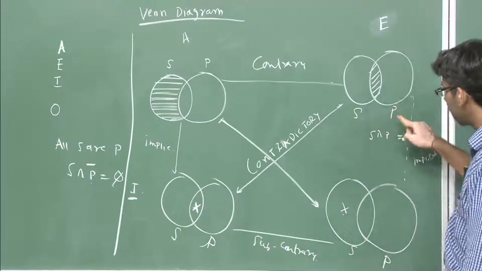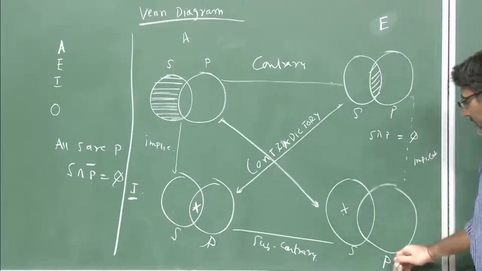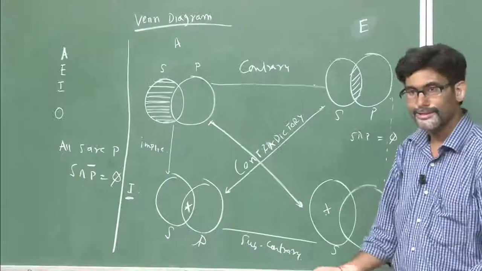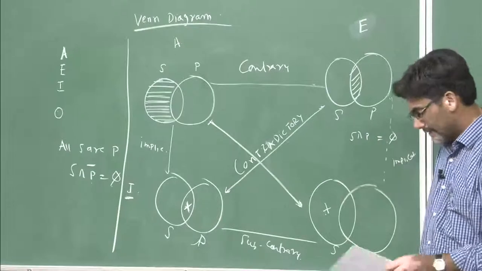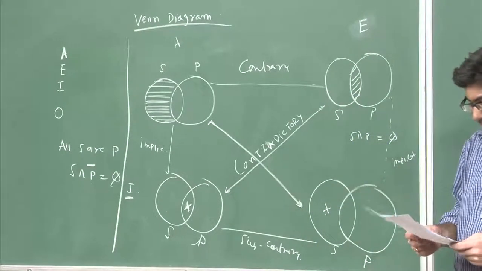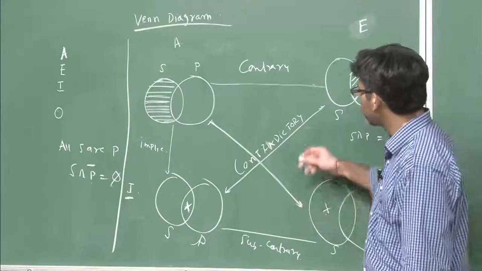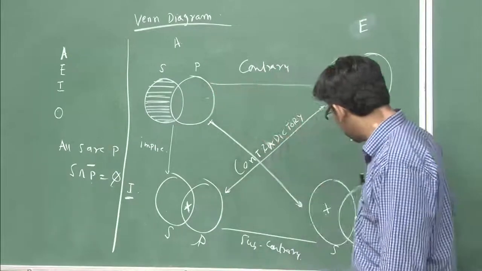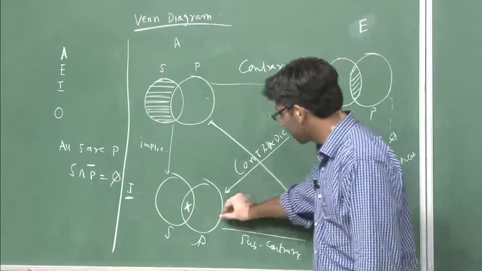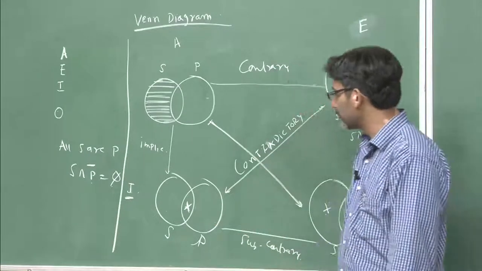From no S is P we can derive some S is not P. No cats are dogs, I mean some cats are not dogs. So why am I mentioning this particular thing? Because I want to show that A proposition is contradictory to O proposition and E proposition is contradictory to I proposition.